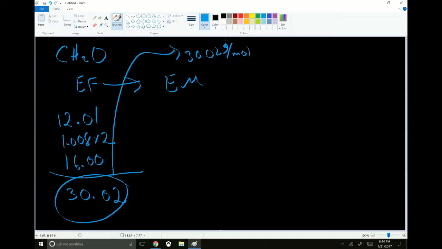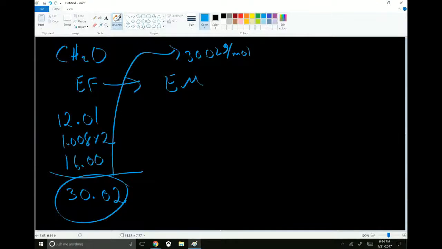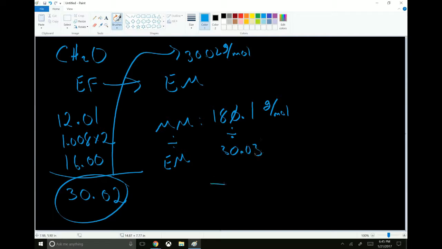So now we need to combine the molecular mass and the empirical mass. So the molecular mass is 180.1 grams per mole. Okay. Molecular mass is just the molar mass for a molecular substance. Same thing. And the way you get the molecular formula is you're going to divide the molecular mass by the empirical mass. So 180.1 divided by 30.03 is about 6. So that means that whatever our final formula is, there are 6 of our empirical formulas in there.